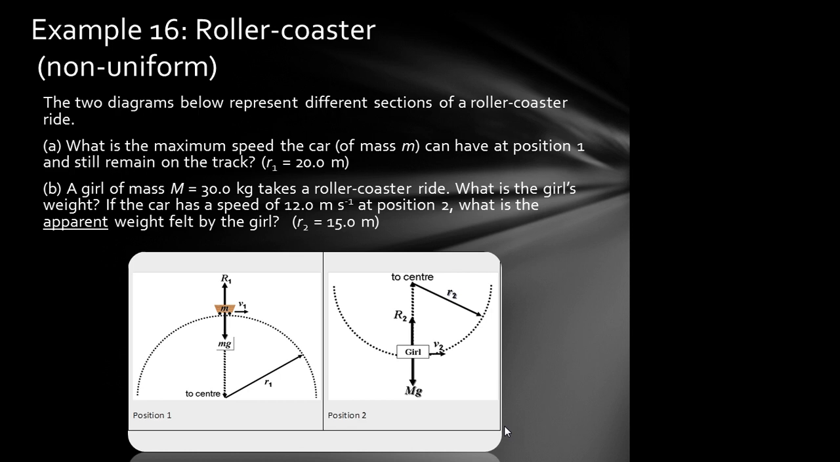There are a couple of kinds of roller coaster. One of them hangs on the inside of the track, and the other hangs on the outside. So we consider this portion, and consider all the forces acting on it. We're supposed to find the max speed of the car at this position.